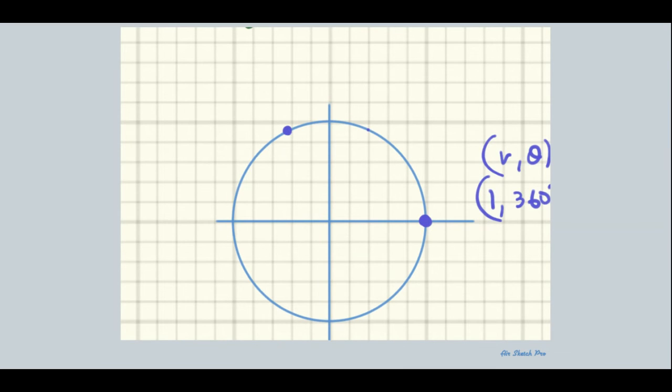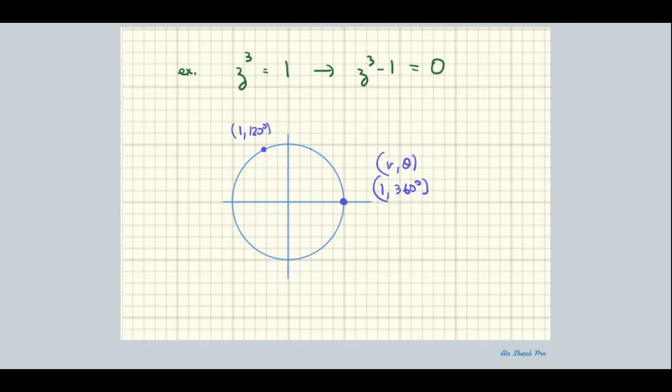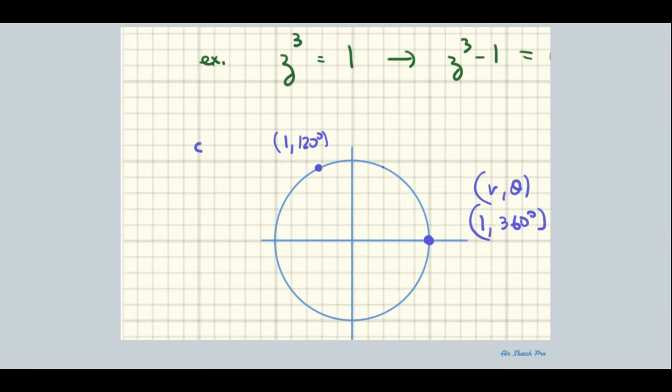120 degrees, right? Now, if I cube that 120, cube the 120, this is just cis 120. If I cube cis 120, I'll get cis 360. Back to 1, right?